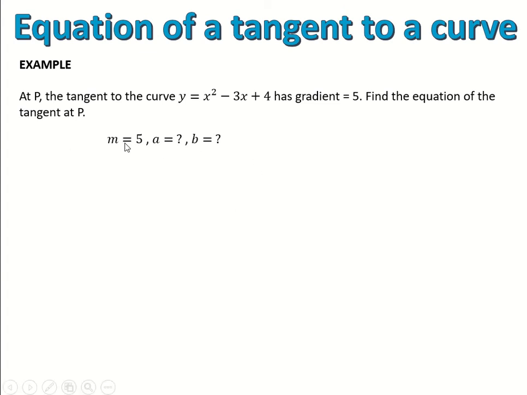So again, this is why it's perhaps useful to write down your m, your a, and your b. If we're going to find the equation of a line, that's what we want. We want a gradient, we want an a and a b value, and they're what we don't have this time. So we've got our gradient, we just don't have these values.